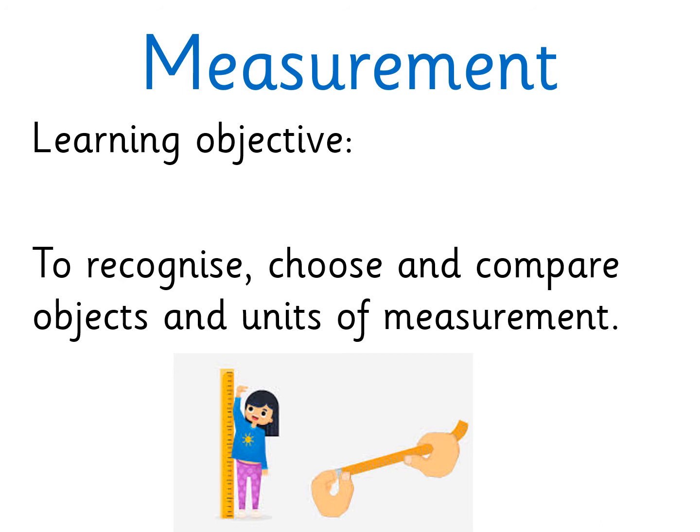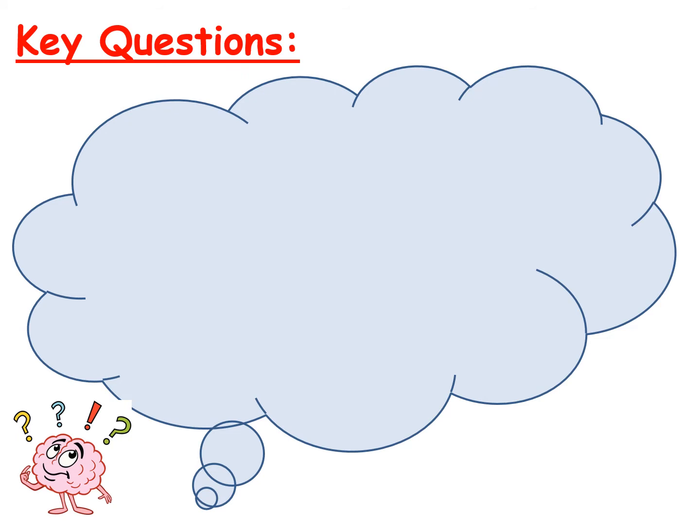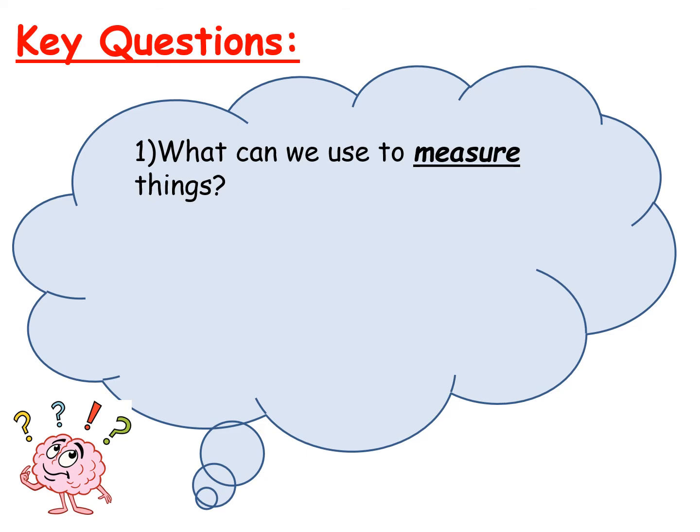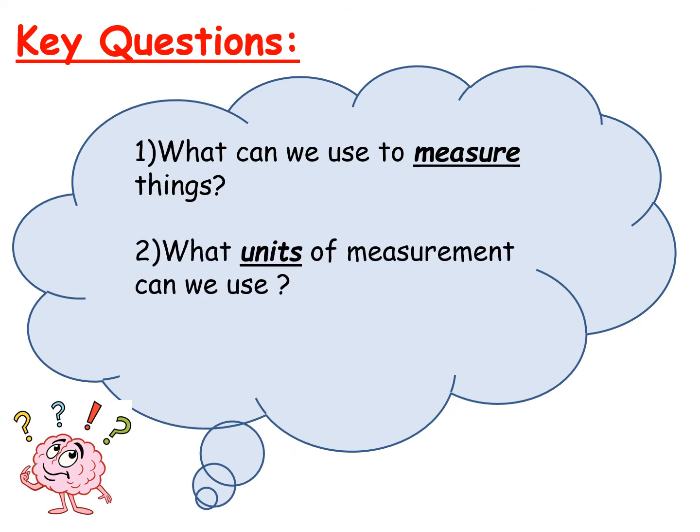So our focus this week is measurement, and our learning objective is to recognise, choose and compare objects and units of measurement. There are 3 key questions we're going to answer this week. 1. What can we use to measure things? 2. What units of measurement can we use? And 3. How exactly do we measure liquids?